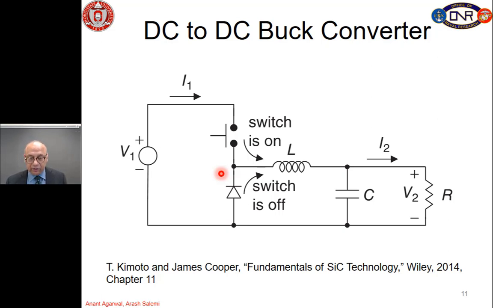Then when the switch is off, this power continues to flow through the diode and the current reduces slowly. And the idea of this DC to DC converter is to convert incoming voltage V1 into V2, where V2 is less than V1. And we can simply accomplish it with one inductor, one transistor, and one diode.